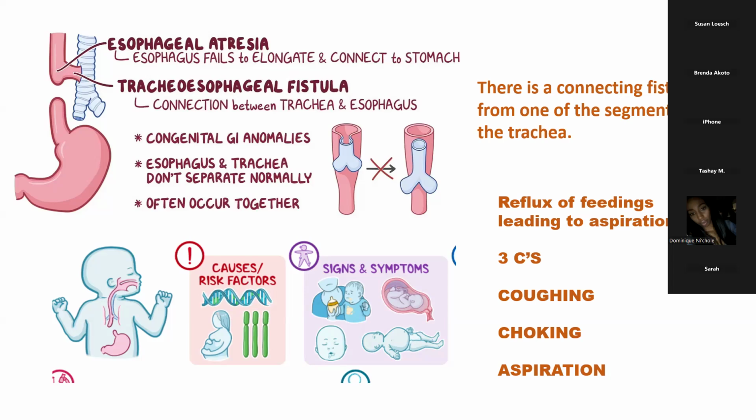The main issue here is aspiration. So these babies are going to present usually with the 3 C's: coughing, choking, cyanosis, which are signs of the aspiration. I'll fix that slide. So 3 C's: coughing, choking, cyanosis. You see the picture on the right? They show the blue of the baby. These babies are going to be blue from that choking.